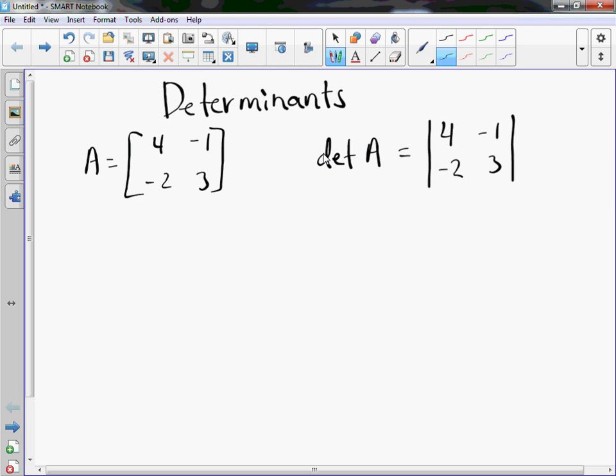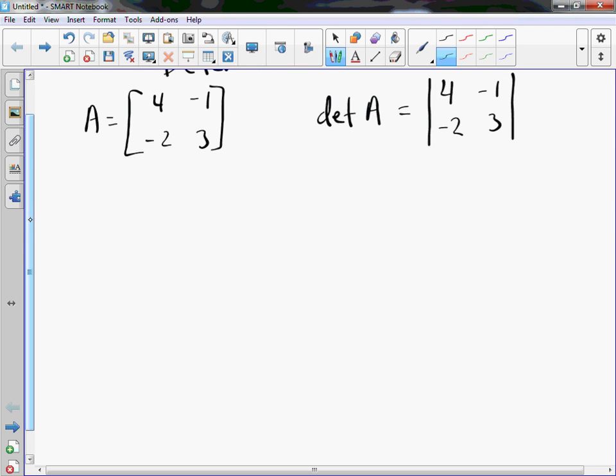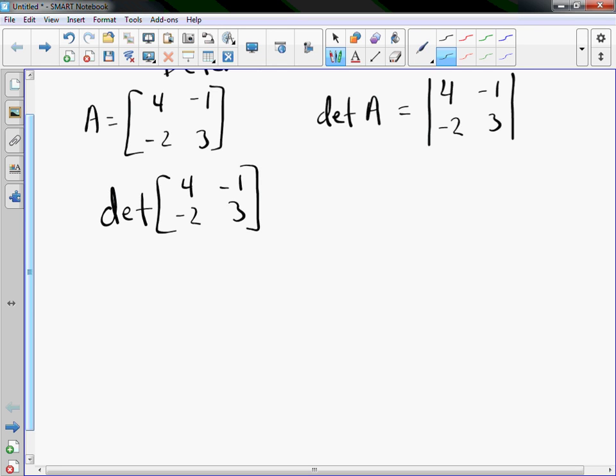You don't even have to write down the determinant of, or we could also write DET of the matrix, and that would also work. All these things mean the same thing. So if this is written down, this means find the determinant of the matrix 4, -1, -2, 3.